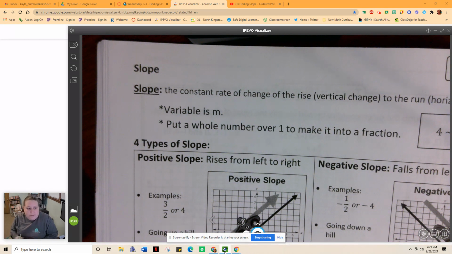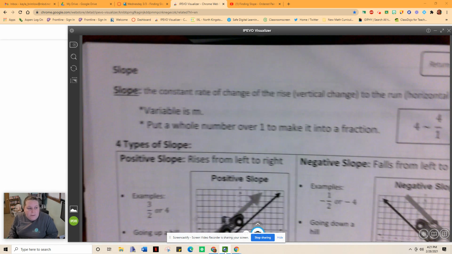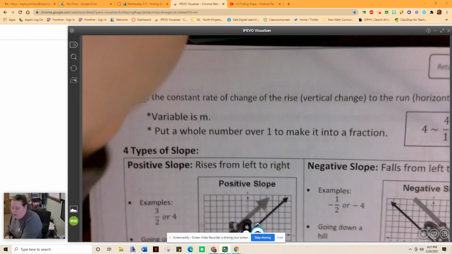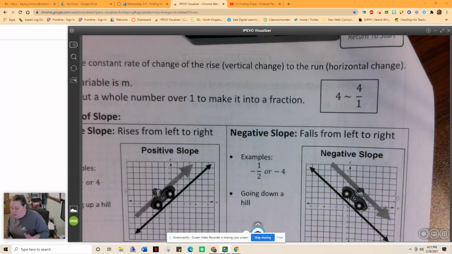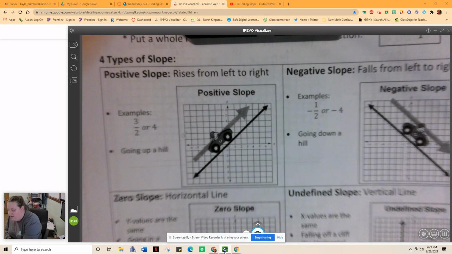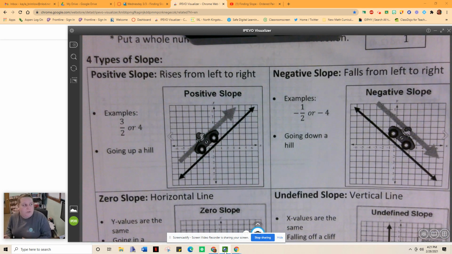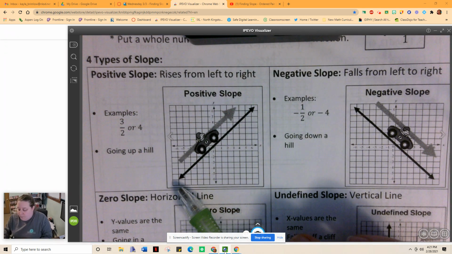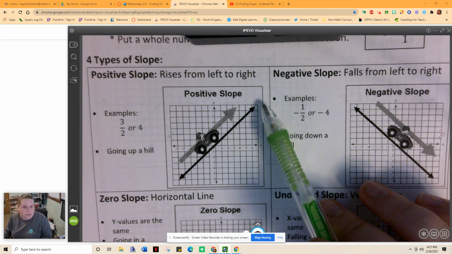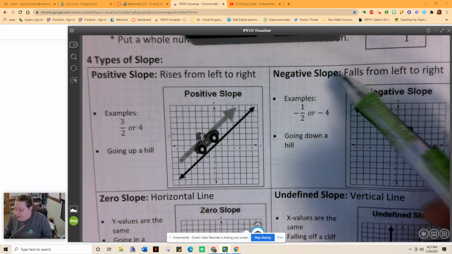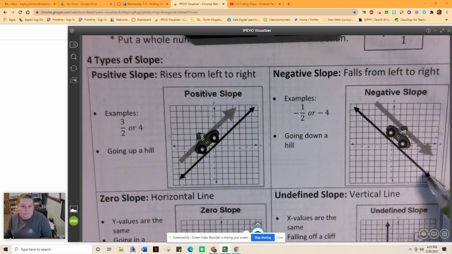So once again, as a reminder, slope is the constant rate of change of the vertical change, rise, to run, which is your horizontal change. And so as we reviewed yesterday and we saw in our investigation, we have 4 different types of slope. We have a positive slope, which rises from left to right, which is how we always read a graph. Negative slope decreases or falls when we read from left to right.